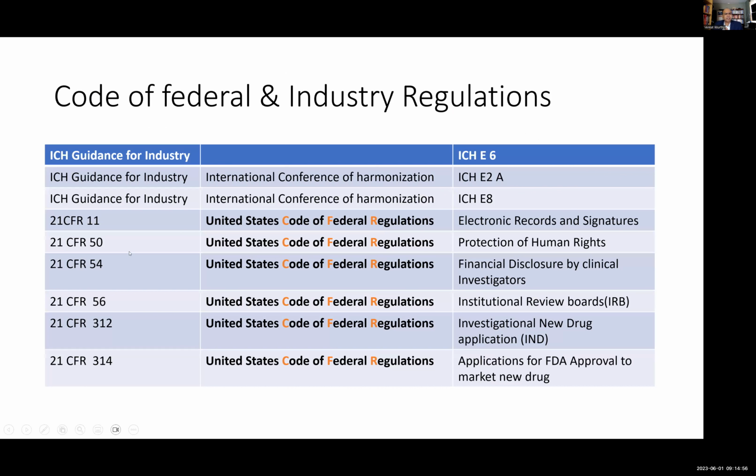Now, 21 CFR Part 11, ICH guidelines. ICH.org, International Conference on Harmonization. They have a lot of documentation. 21 CFR Part 11 is for electronic records and signatures. 21 CFR 50 is for protection of human rights. 54 is for financial disclosure by clinical investigators. 56 is for institutional review boards. 312 is IND, investigational new drug application. 314 is for FDA approval to market a new drug.